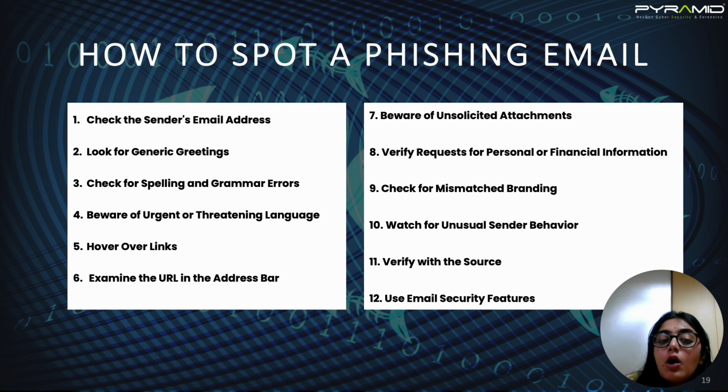Seventh, be aware of unsolicited attachments, which is, don't open email attachments from unknown or unexpected sources, as they may contain malware. Eighth, verify requests for personal or financial information. Now, be cautious of emails requesting sensitive information like social security numbers, credit card details, or passwords. Legitimate organizations usually don't ask for such information via email.